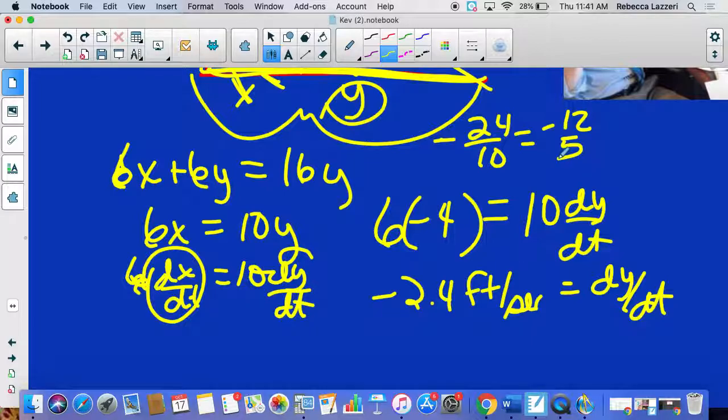If it asks me for the tip of the shadow, that means this whole distance. Do y'all see how the x plus y would be shrinking? They've given me dx dt was negative 4. I just found dy dt. And so if the length of the shadow is x plus y, I can take that derivative and say how fast is x changing, how fast is y changing, and add the two together.